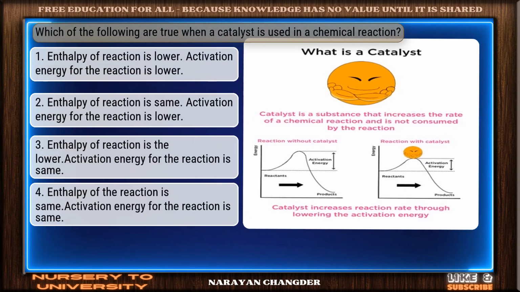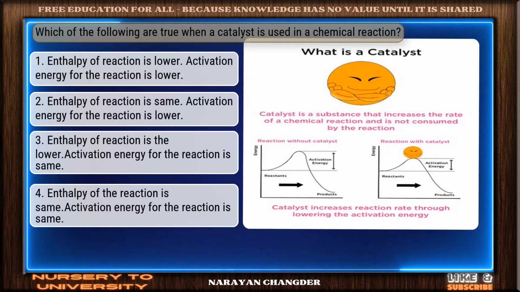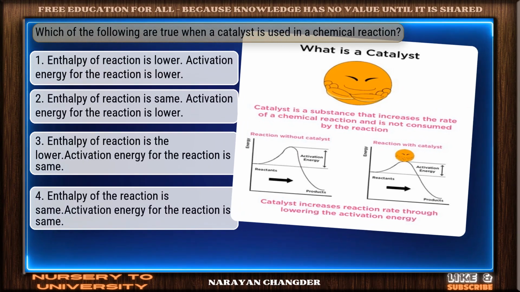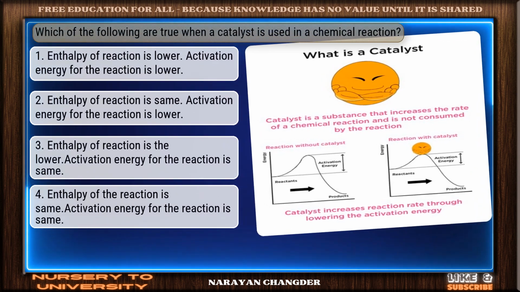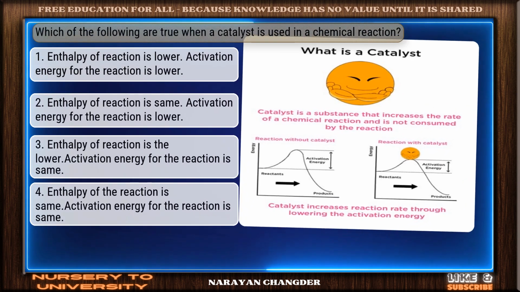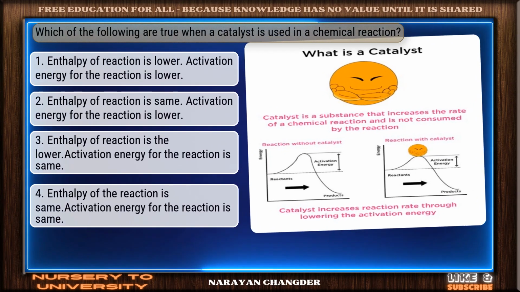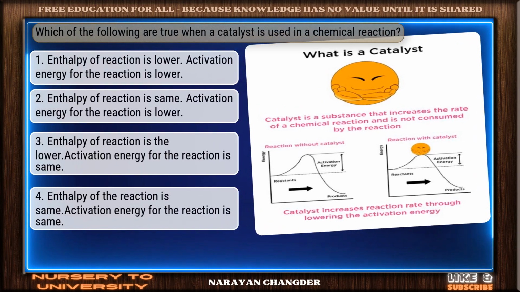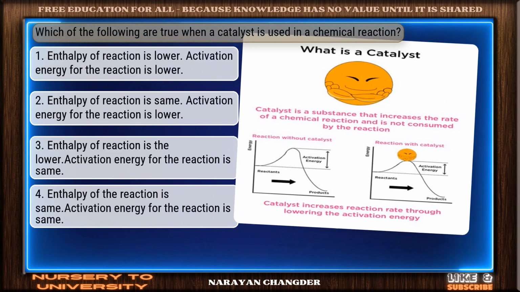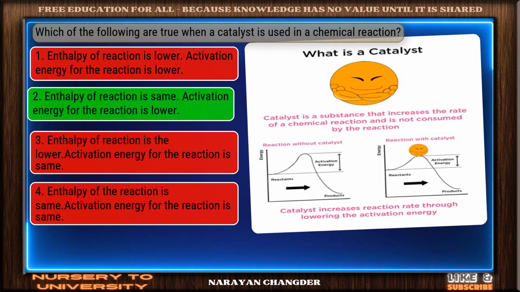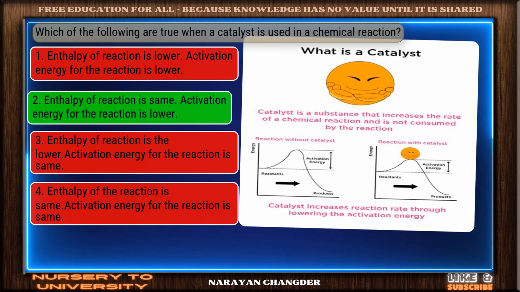Which of the following are true when a catalyst is used in a chemical reaction? Option 1, enthalpy of reaction is lower, activation energy for the reaction is lower. Option 2, enthalpy of reaction is same, activation energy for the reaction is lower. Option 3, enthalpy of reaction is lower, activation energy for the reaction is same. Option 4, enthalpy of the reaction is same, activation energy for the reaction is same. Great job. Enthalpy of reaction is same, activation energy for the reaction is lower.